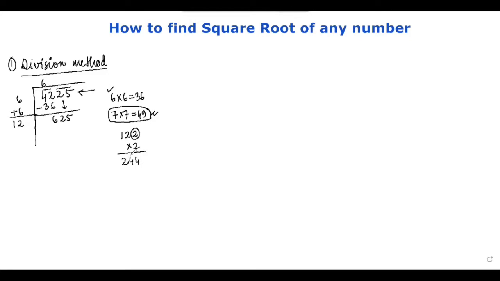So here I will get 244. You can see that 244 is far away from 625, so we have to increase the digit. So I'll go with 125. You can see that if I multiply 125 with 5 itself, then it comes to be 625, and it matches with here 625. So we'll write 5 here and 625 here, and this is our answer, so we write 5 here also. So the square root of 4225 is coming out to be 65.